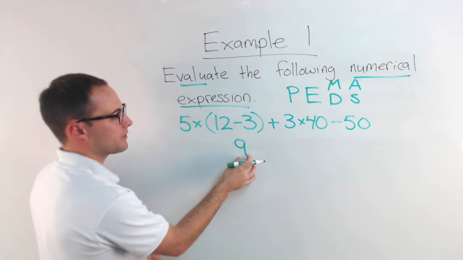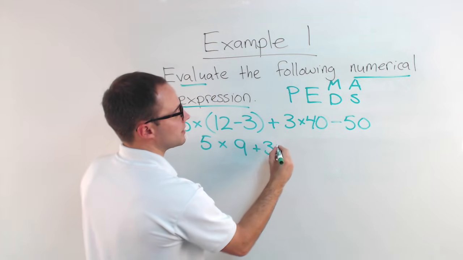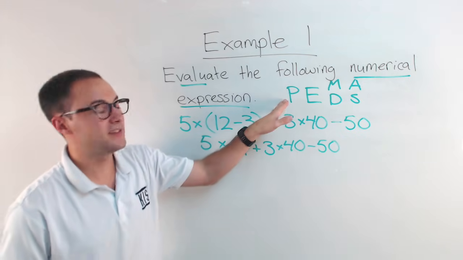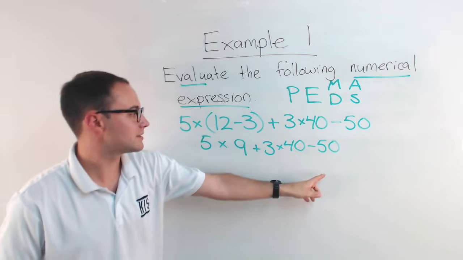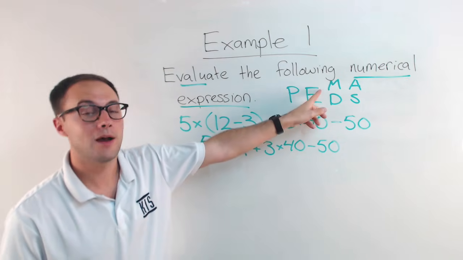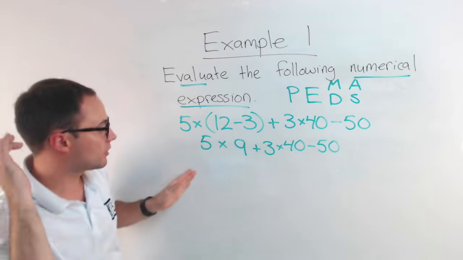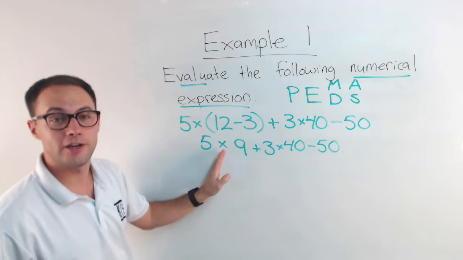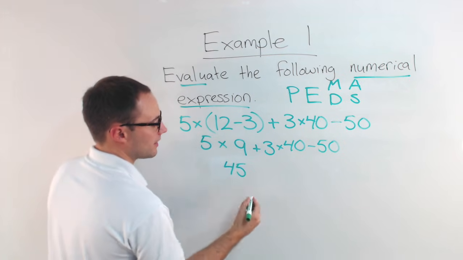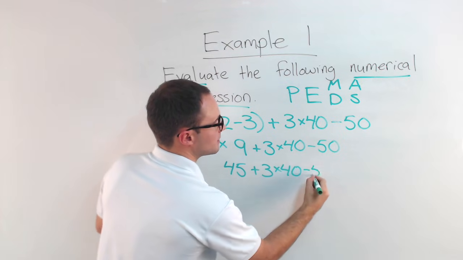So I'm only doing the parentheses, so the 5 is still there, plus the 3 times 40 minus 50, okay? Parentheses are done, so now we're going to go to exponents. Well, if we look, there are no exponents, so we're done with that. Now, multiply or divide, whichever comes first, left to right. So if I'm going left to right, here's multiplication. 5 times 9 is 45. I still have the plus 3 times 40 minus 50.